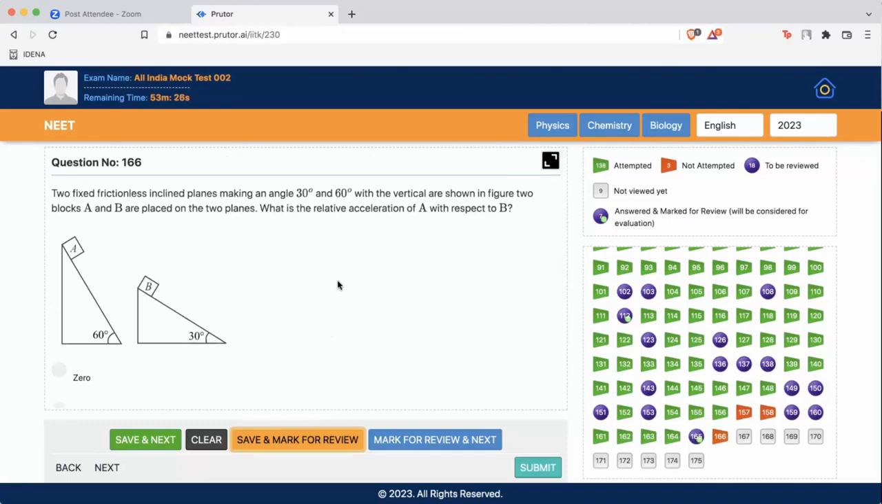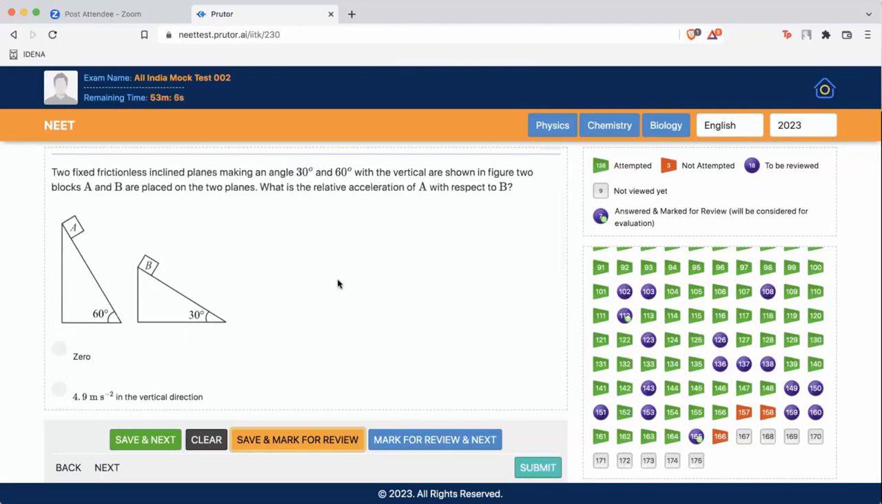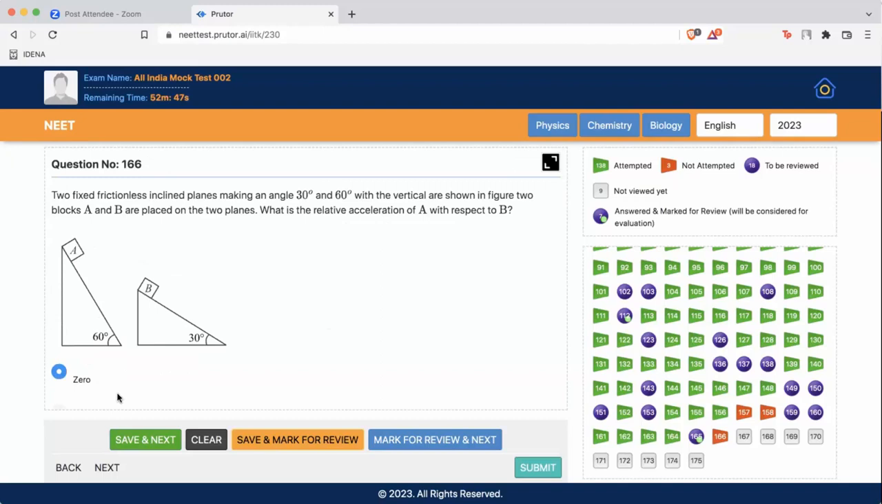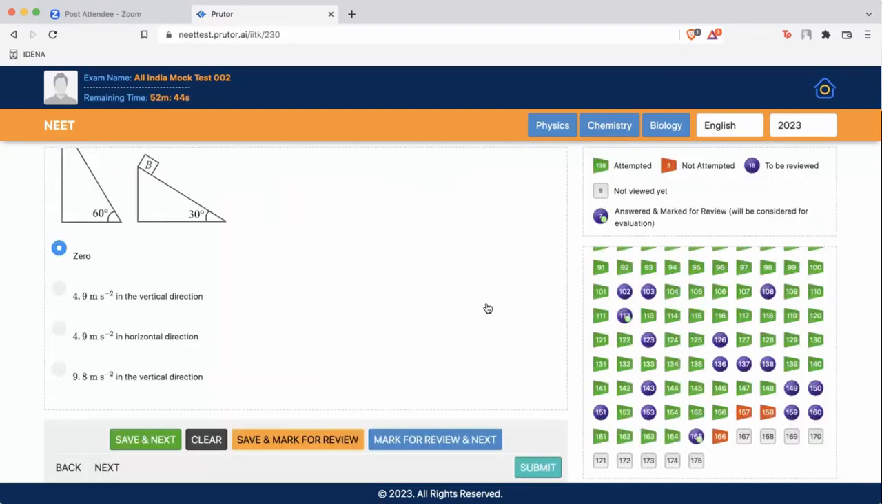Okay, this is easy. So here A is coming down with g sin theta and B is coming down with, okay, technically both are coming down with g sin 30 and g sin 60. Technically both are facing relative acceleration g, so it will be zero. Both are facing g downwards. So zero.